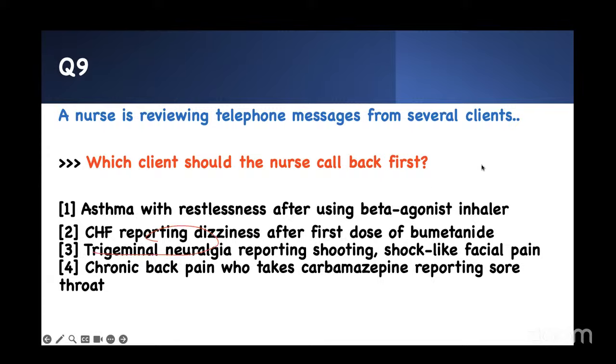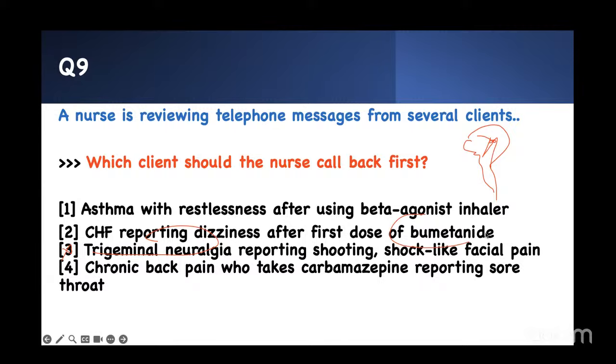Trigeminal neuralgia. Well, this is your face. The nerve is here. It's like firing, like electricity. You're going to have shooting, what? Shock-like pain. It does not matter. That is classic. You're not dying from it.